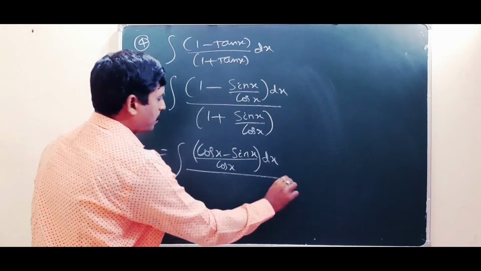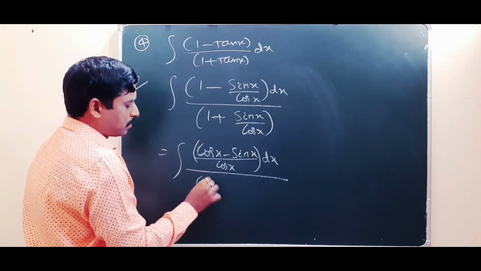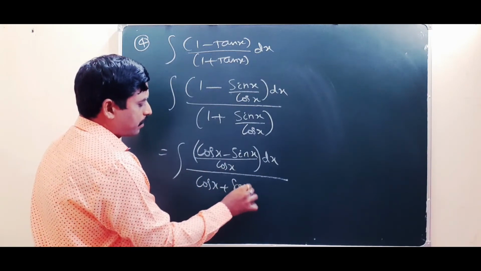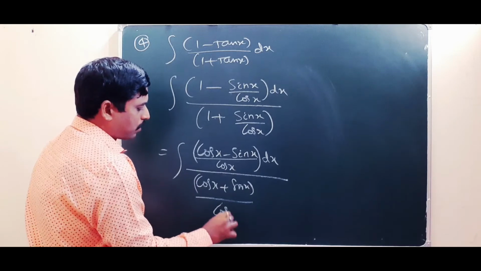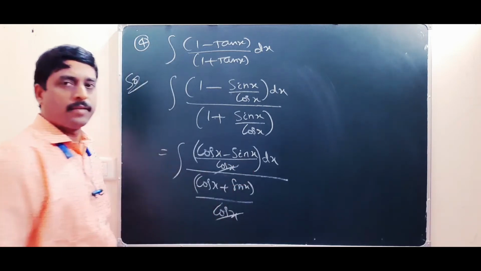This whole divided by, so the denominator LCM is also cos x. Cos x plus sin x by cos x. One cos x gets cancelled.